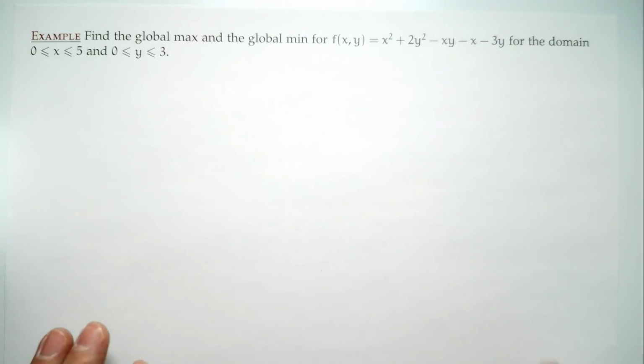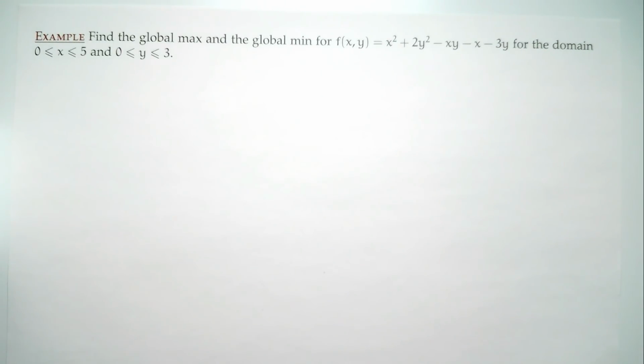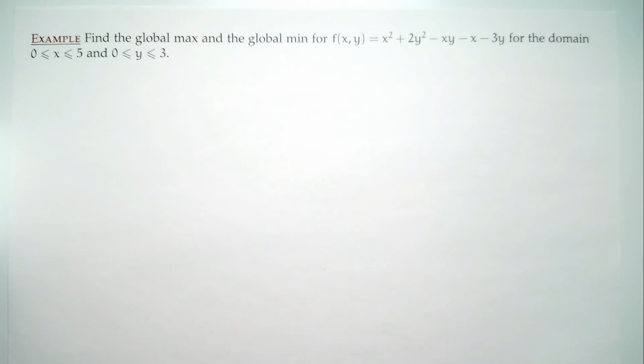All right, so we'll warm up to it. So find the global max and the global min for the following function. F of xy is x squared plus 2y squared minus xy minus x minus 3y, where the domain is all x between 0 and 5 inclusive, and for all y between 0 and 3 inclusive. Okay.